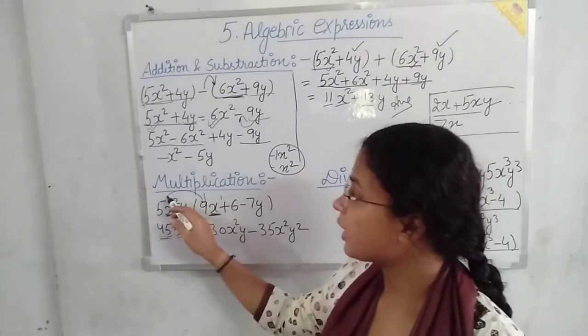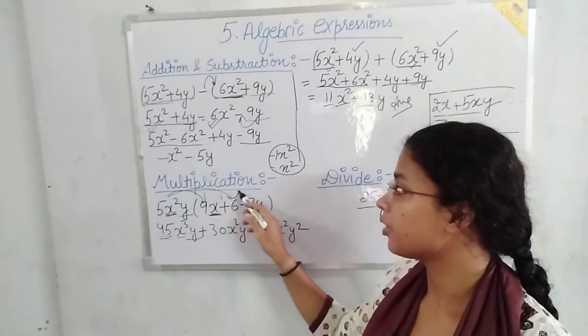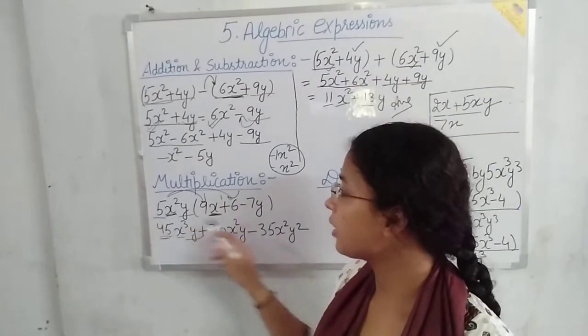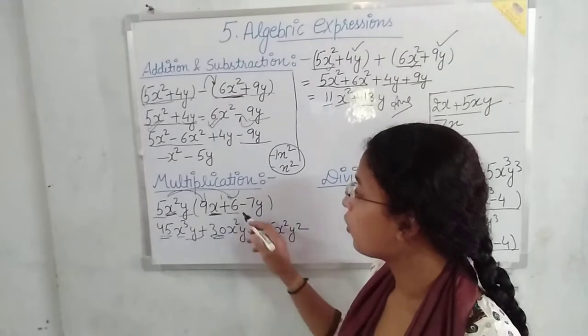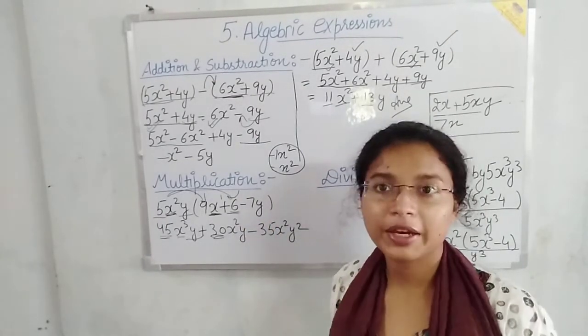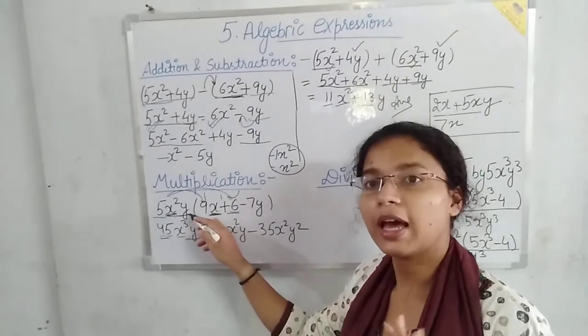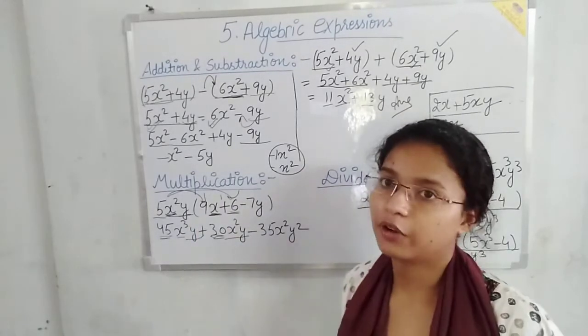After that, take this same term and multiply with the second term. First multiply the numerical values. 5 into 6 will give you 30. Now 6 is not having any variable, so write the variable as it is, x square y.